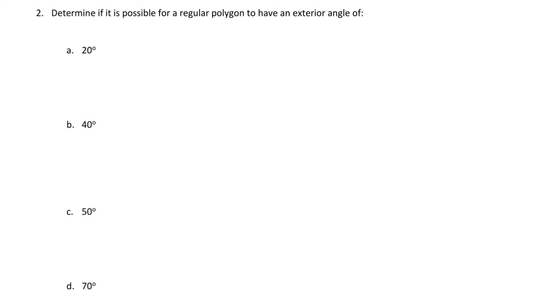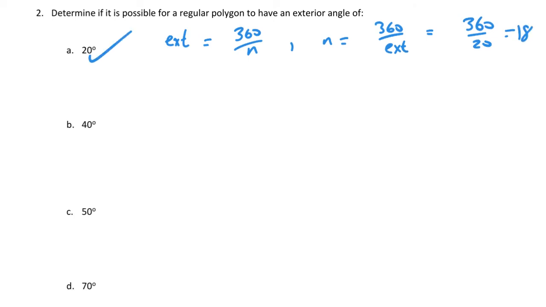Example 2, determine if it's possible for a regular polygon to have an exterior angle of 20. To do that, the exterior angle is 360 divided by n. So again, the number of sides is 360 divided by the exterior angle, which in this case would be 360 divided by 20, which is 18. So yes, it is possible. For 40, we'll do 360 divided by 40, which is 9. So yep, that's possible.